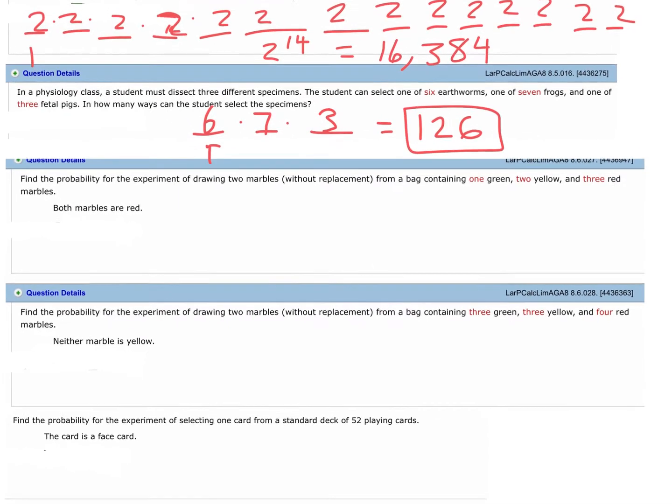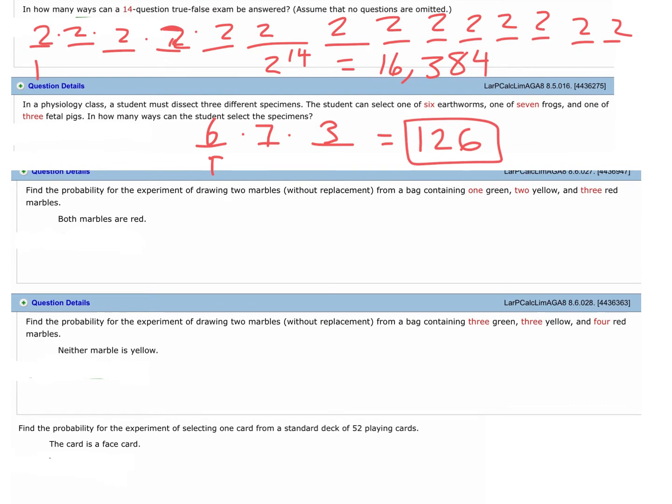Next, find the probability for the experiment of drawing 2 marbles without replacement from a bag containing 1 green, 2 yellow, 3 red marbles. Both marbles are red. So we're drawing 2 marbles. How many marbles total do we have? 6.